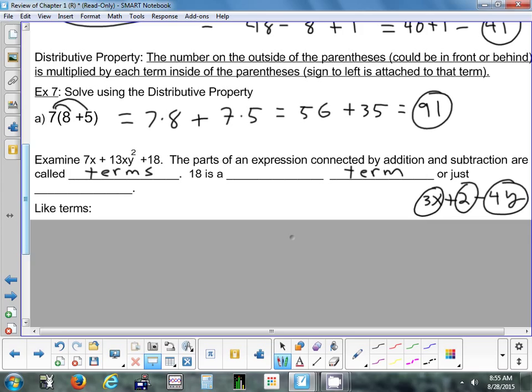You got a guess? No? Constant. Jill, you think you know? Yeah. Constant. If something's constant, if you're consistent, it never changes. So we call it a constant term or just a constant. A number is a constant because there's no letter that never changes. The number 5 is always the number 5.